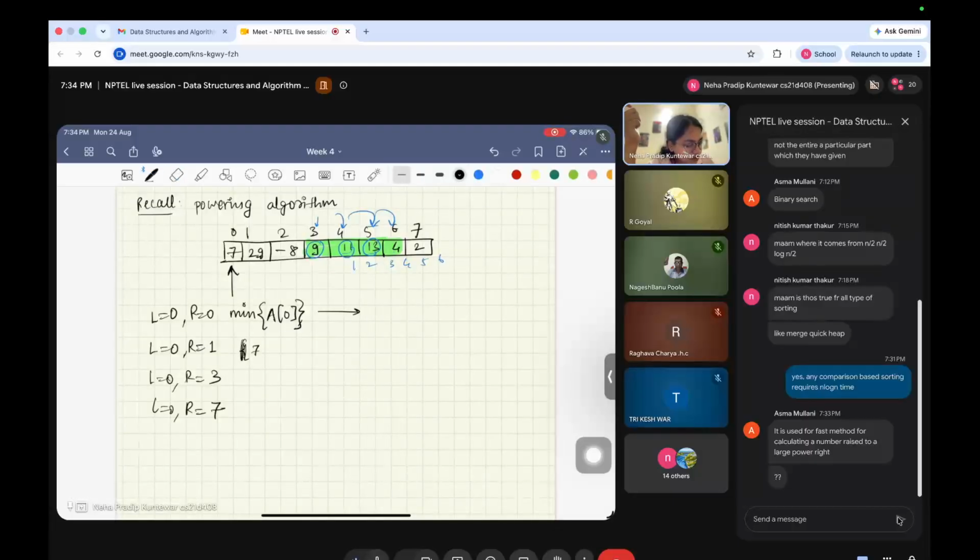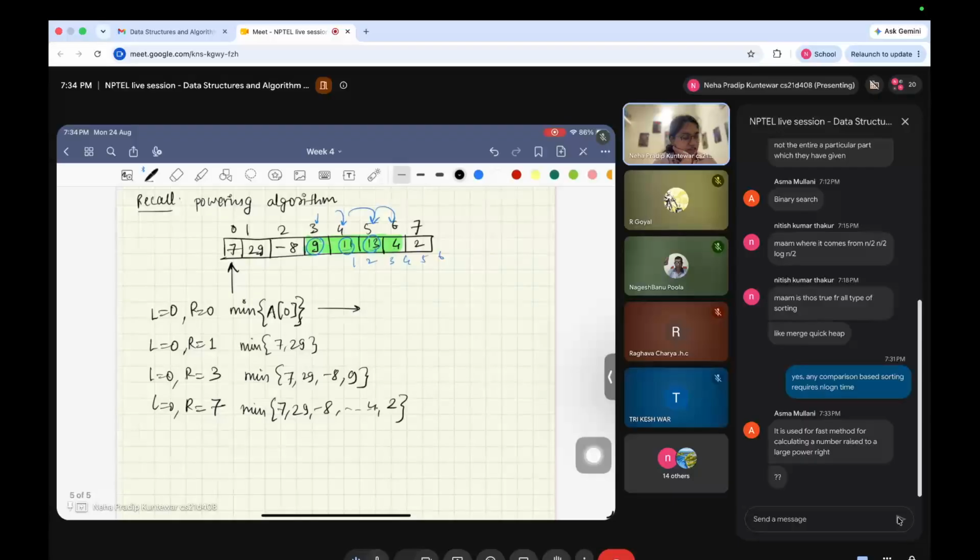So the values we are looking at is the minimum of 729. Here you're looking at the minimum of 729 minus 8, 9. Here you're looking at the entire array up to 2. Okay, so let us say that I'm only going to store these values. So what is the minimum here? It is 7. The minimum here is still 7. The minimum till this point is minus 8, and the minimum in the entire array is minus 8. So you do this for every point.